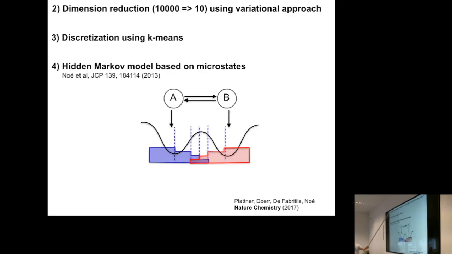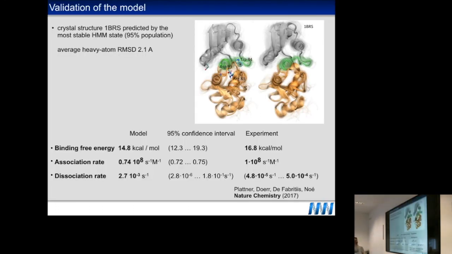Okay, then we did this dimension reduction, using the variational approach, discretized using k-means, and built a hidden Markov model. And we went through many iterations of this because it was not so easy to find a good set of features that would resolve the things we wanted and not resolve too much, etc. So this, in hindsight, always looks easier than it is, so it took a while to do that.